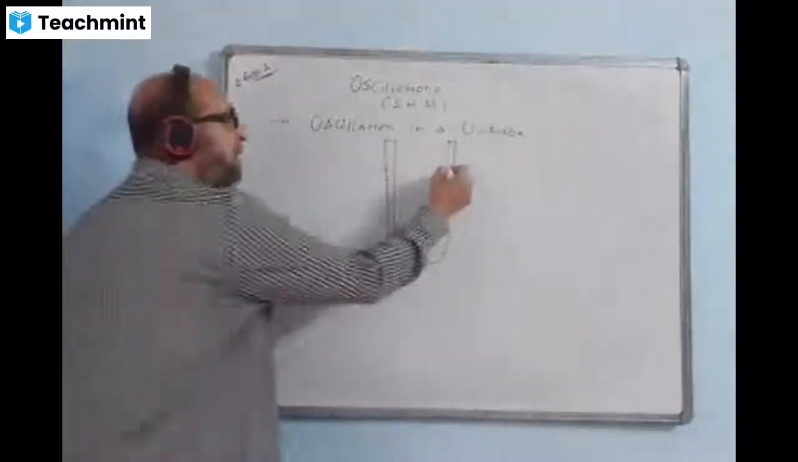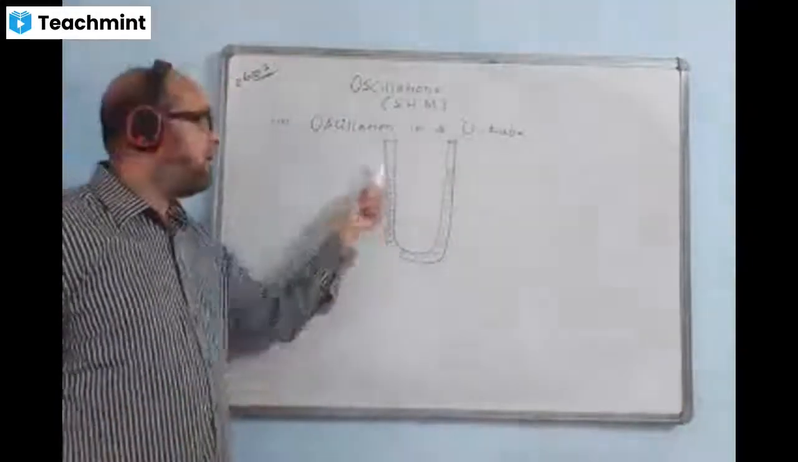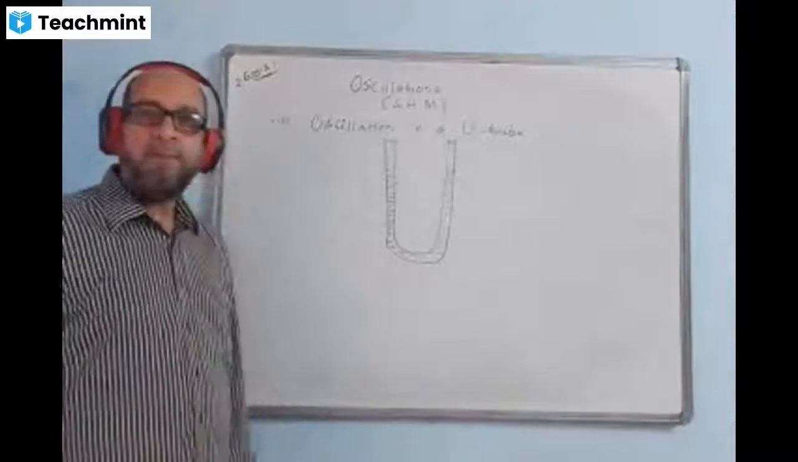Like this. The liquid level will be the same in both the limbs. In both the sides, they are called limbs. In both the limbs, the liquid level will be the same.